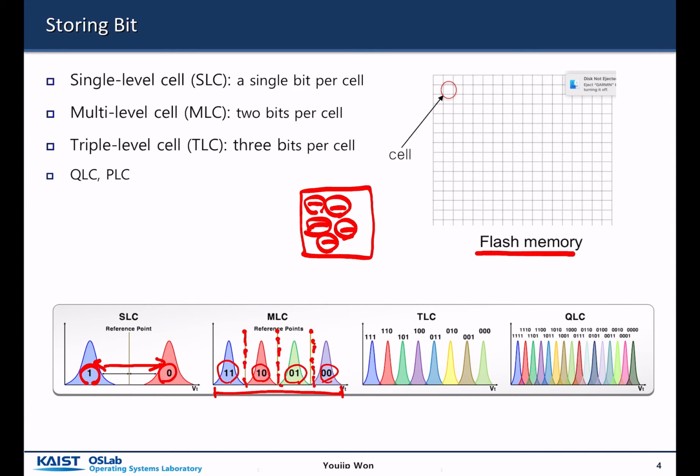For TLC, it can represent 3 bits. And for QLC, a single cell can contain 4 bits. So as you represent a larger number of bits, the total amount of information that can be stored in the same geographic area increases, which means that NAND flash is getting cheaper and cheaper.